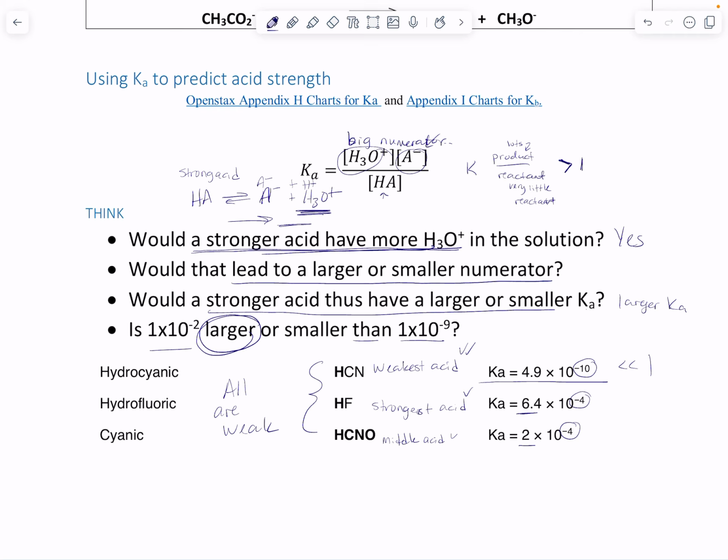And then we can review this again. Of these three numbers, this one is the largest because of the 6.4 in the front, and then this one, and then finally this one.